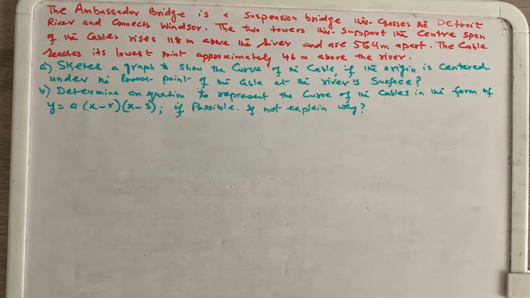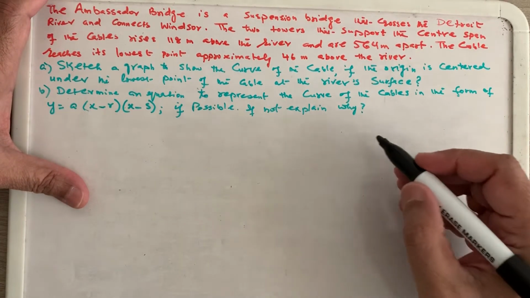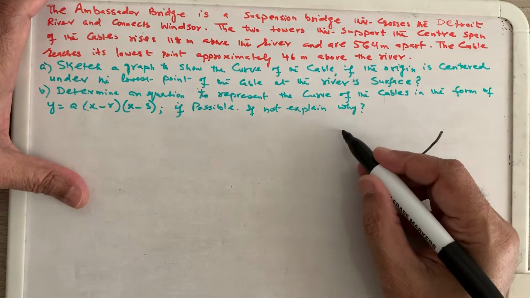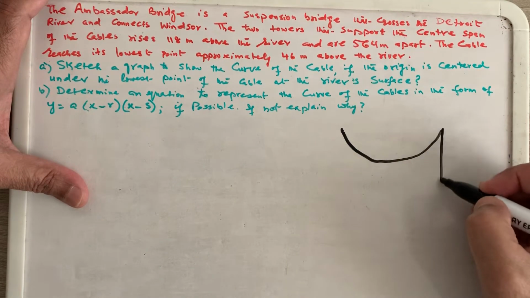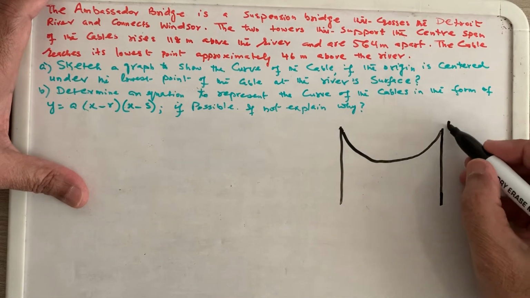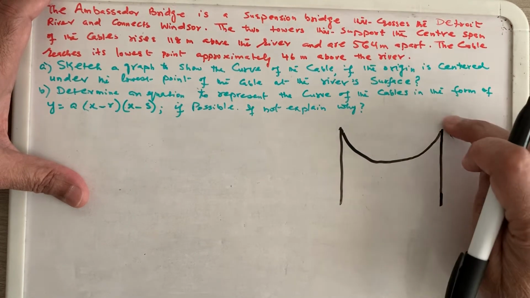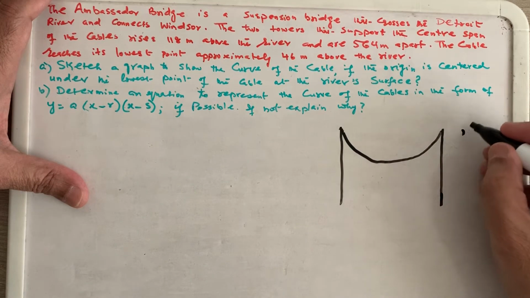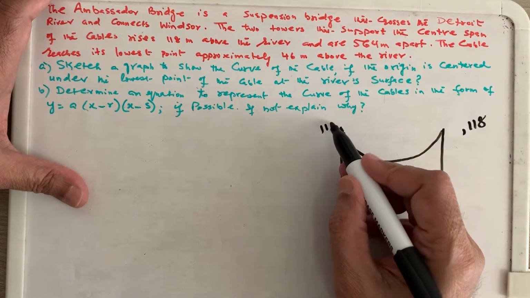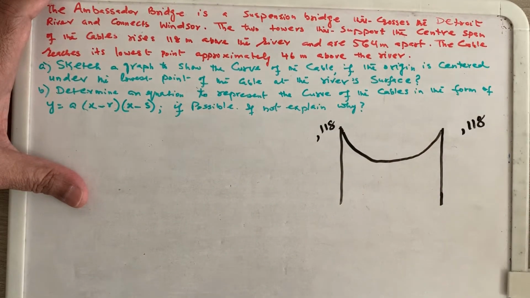Now, the question says that we have a suspension bridge. A suspension bridge curve can be anywhere, right? But we have to see that it is suspended by two towers, and how high are those two towers? He's saying 118 meters high. 118 is your y coordinate, right? So we have to see what the x coordinate is, but the y coordinate is fixed at 118. So here is 118 and here is also 118. Both are 118 meters high, right?